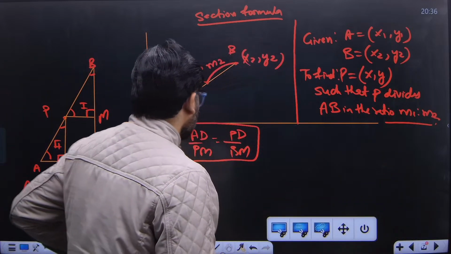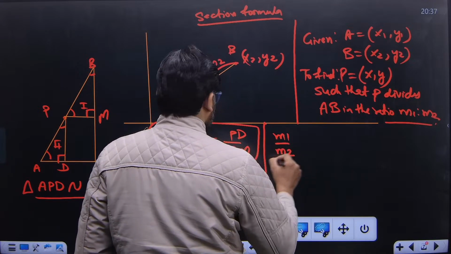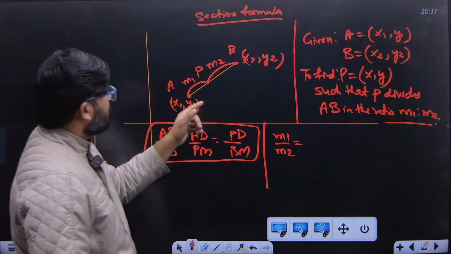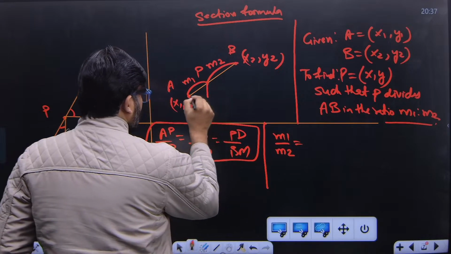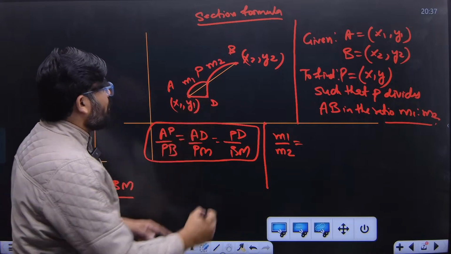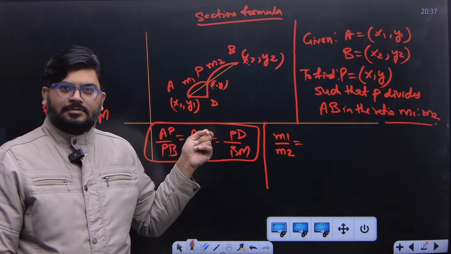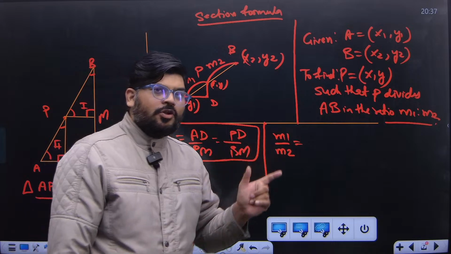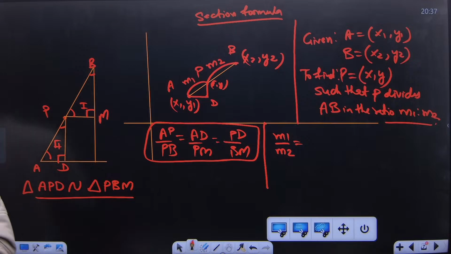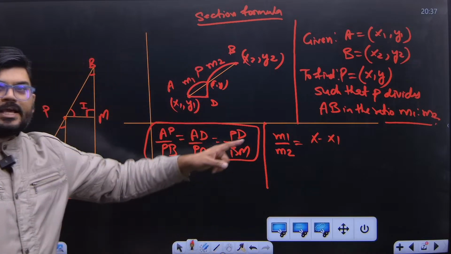No. Okay. Now what is AP upon PB given as? It is given as m1 by m2. And what is AD? Let us first solve AD. So suppose that this is a triangle, and this is D. So what is AD? This point is x comma y, this point is x1 comma y1. You are moving from x1 to x in the horizontal direction. What is your movement? It will be x minus x1. Are you getting it?